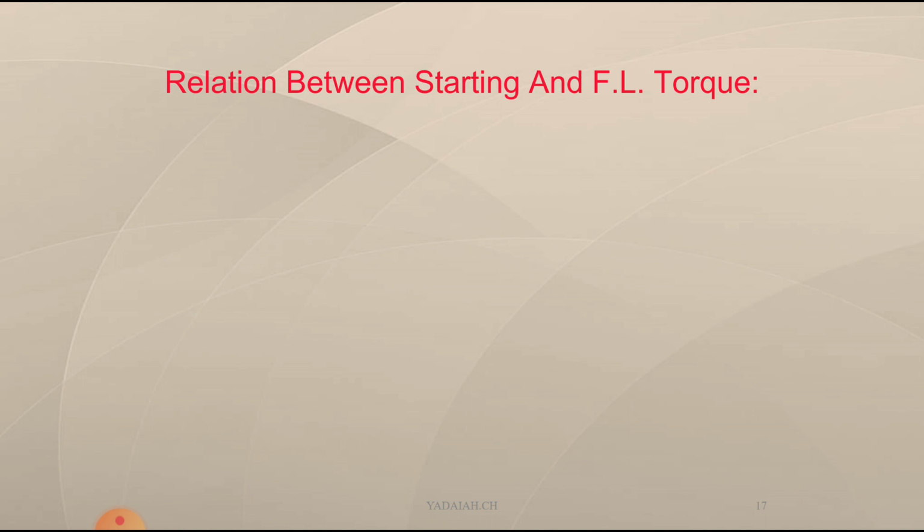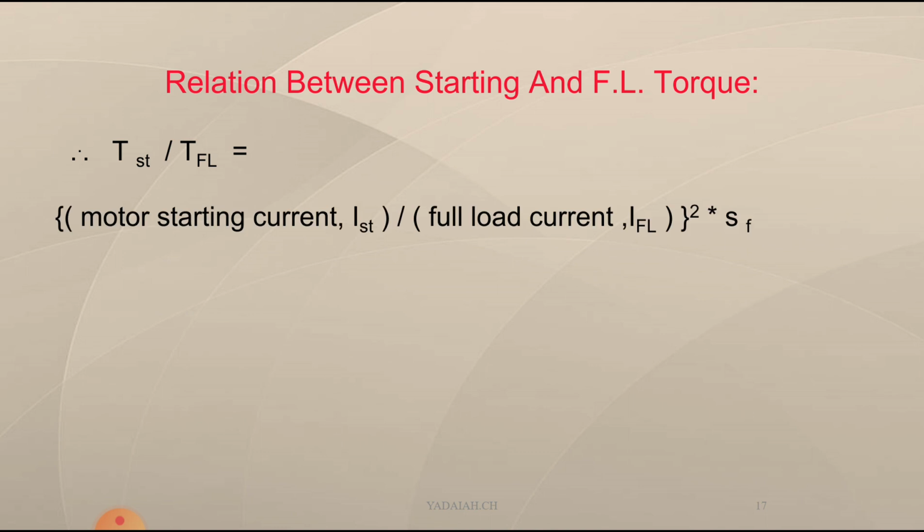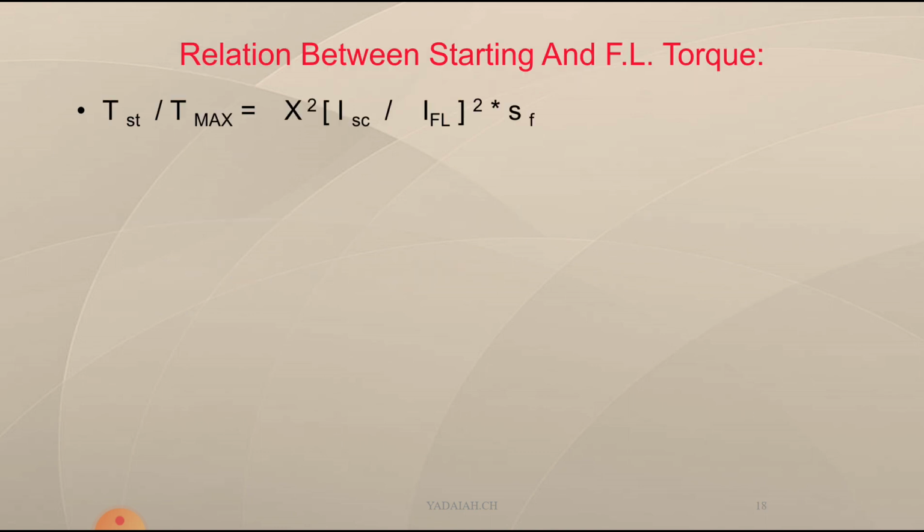Then the starting torque to the full load torque is equal to the motor starting current by full load current, whole square, into SF. We have derived this equation previously. Similar to the previous one, the starting torque by maximum torque is equal to X square by ISC by IF into full load slip. So finally we are going to get it.